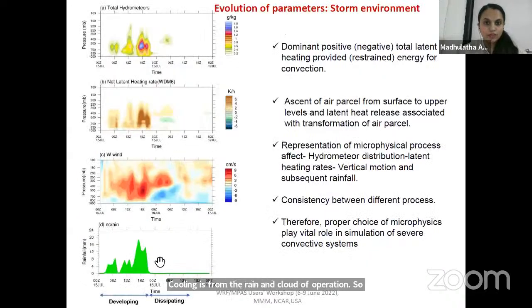If we see the evolution of different parameters in the storm environment, the total hydrometeors represent the conversion of water vapor into cloud and distribution to different solid and liquid hydrometeors. This is the total hydrometeors from the model. In the convective developing stage, you can see the high vertical cloud, and in the stratiform dissipating stage, you can see mostly the solid hydrometeors, corresponding to ice and graupel, are evident.